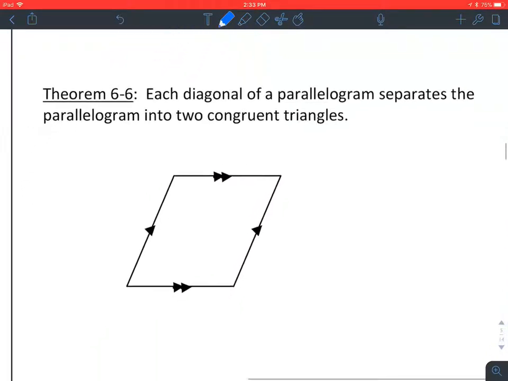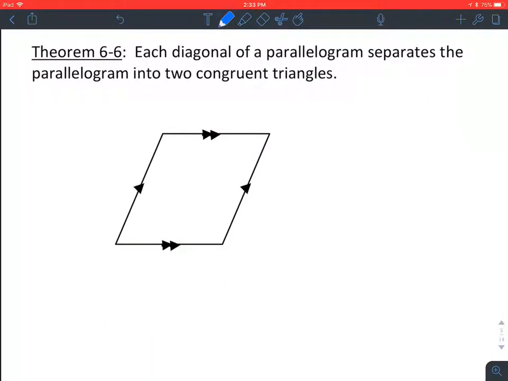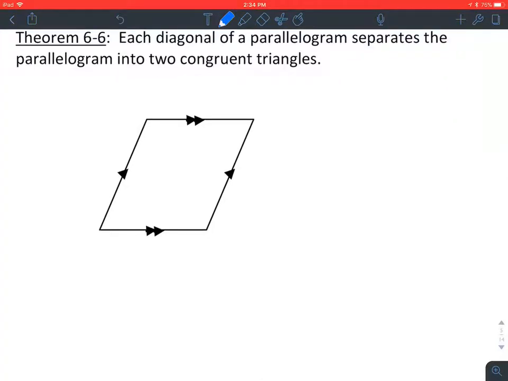Theorem 6.6. Each diagonal of a parallelogram separates the parallelogram into two congruent triangles. Let me just draw one of these, like so. Some facts that we know. Well, we know opposite sides are always the same length. We know the diagonal is congruent to itself. Has to be that from the reflexive property.